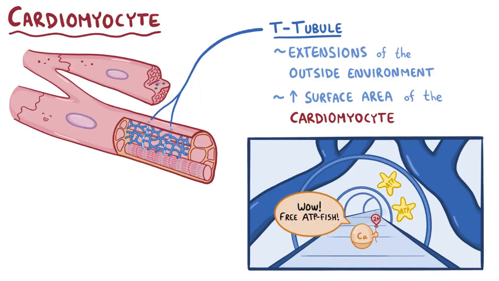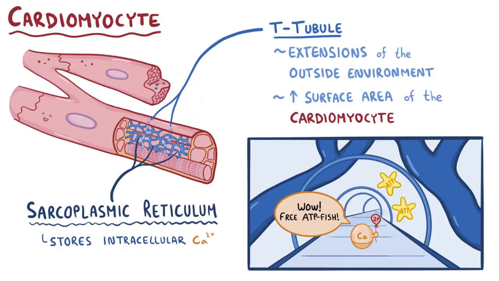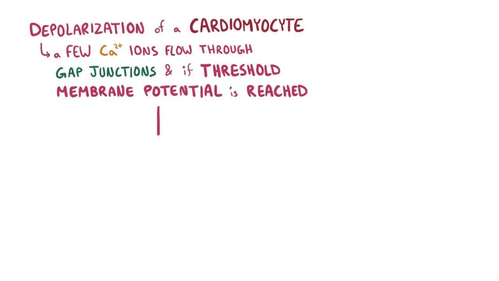Finally, there's the sarcoplasmic reticulum, which is an organelle that stores intracellular calcium, the calcium that's sequestered inside the cell. When a depolarization wavefront hits a cardiomyocyte, a few calcium ions flow through gap junctions, and if a threshold membrane potential is reached, then sodium channels start to open up.